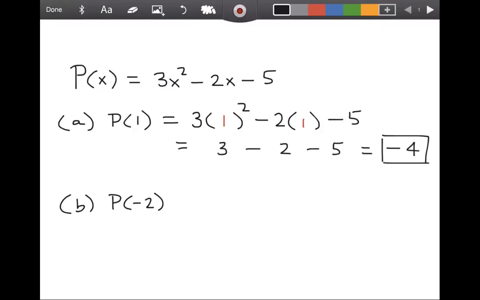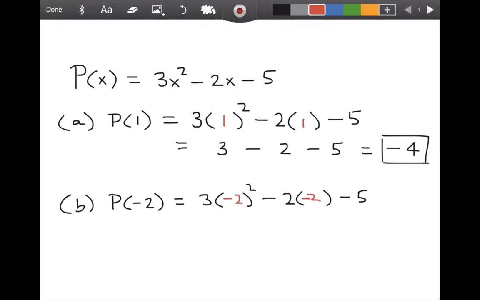All right, now be careful in letter B. We're looking for P at -2. And as usual, at any time, please feel free to pause the video, try the problem yourself, and then come back and compare notes. So I'm going to do the same thing that I did in letter A. 3 blank squared minus 2 blank minus 5. And this time in the blank, I'm going to put a -2.